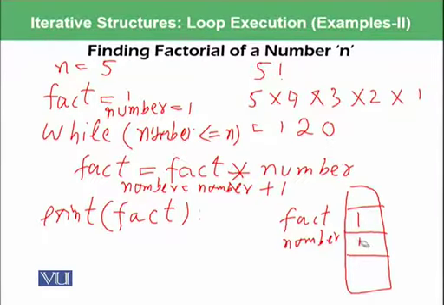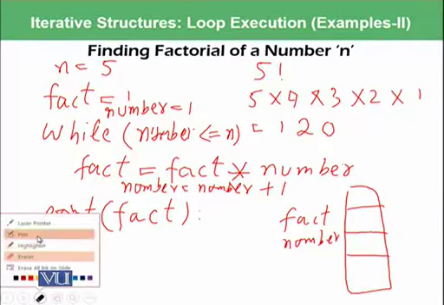So let's do it over here. At that time the fact will be 2 and number will be pointing to 3, and then 3 multiplied by 2, 6, that would be stored in the fact and number will be incremented further. So this 6 will be stored in fact and number will be 4, and this 6 multiplied by 4 will become 24, which will be stored in the fact and number will become 5.